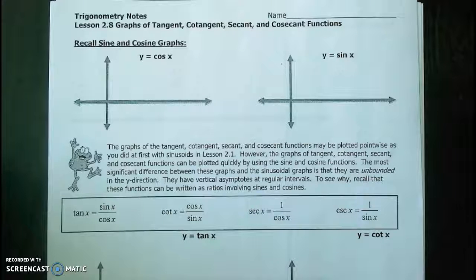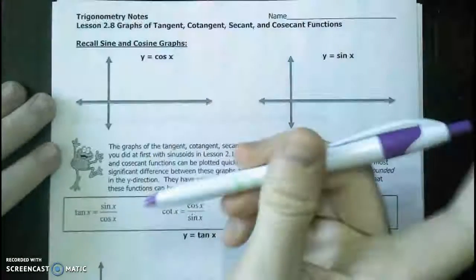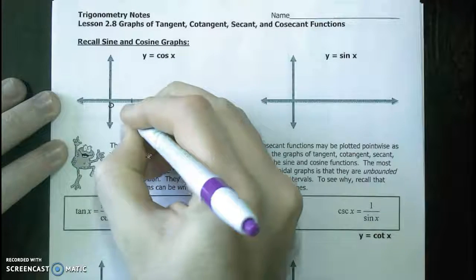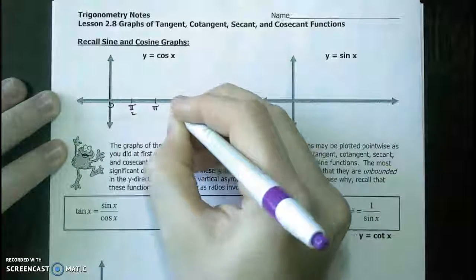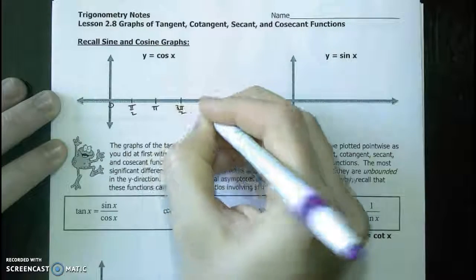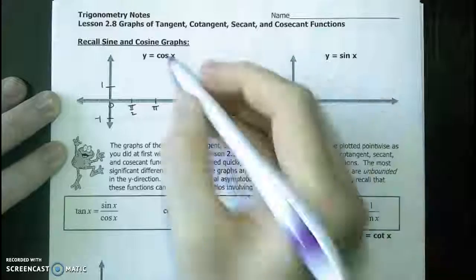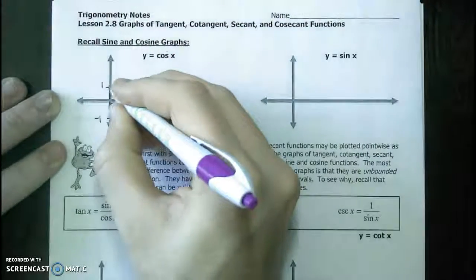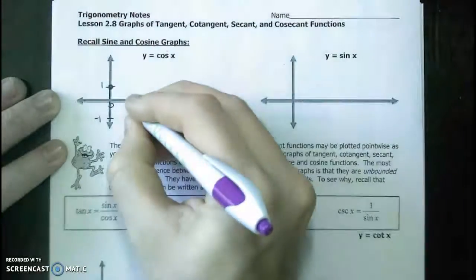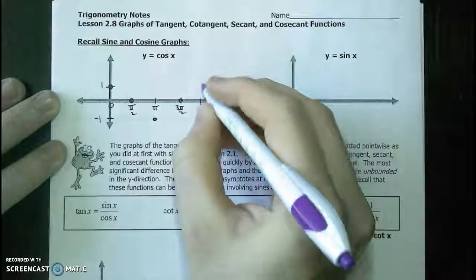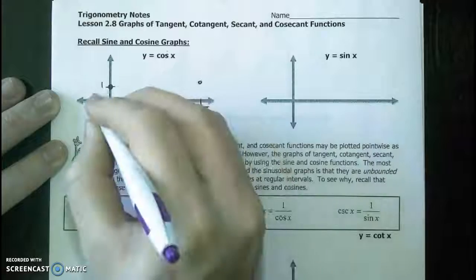Lesson 2.8, graphs of tangent, cotangent, secant, and cosecant functions. So first we're going to recall the cosine graph. We start at 0, pi over 2, pi, 3 pi over 2, 2 pi. Then we go up 1 and down 1. Cosine starts at the high point, so 0 is at 1, pi over 2 is at 0, pi is at -1, 3 pi over 2 is at 0, 2 pi is at 1.